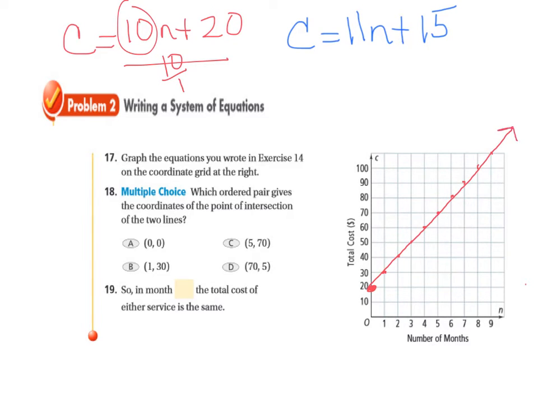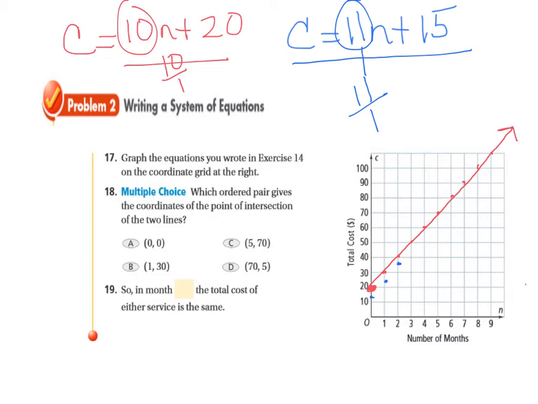So that's what my graph of that one looks like. Now the graph of my c equals 11n plus 15. The starting point is 15. And from there I'm going to use my slope, up 11 and over 1. So I'm going to go up from 15 to 26 and over 1. Then I'm going to go from 26 up 11 more to about 37 and over 1.